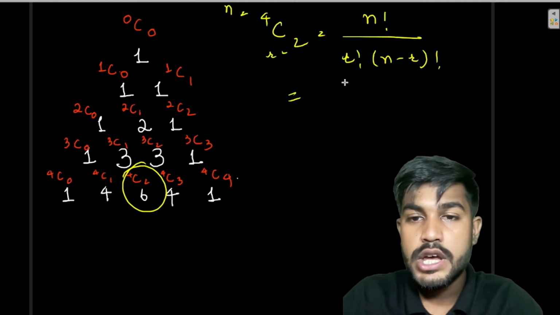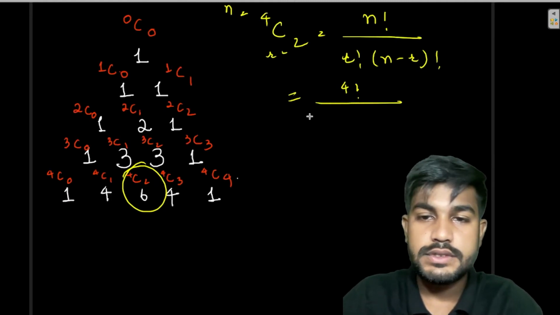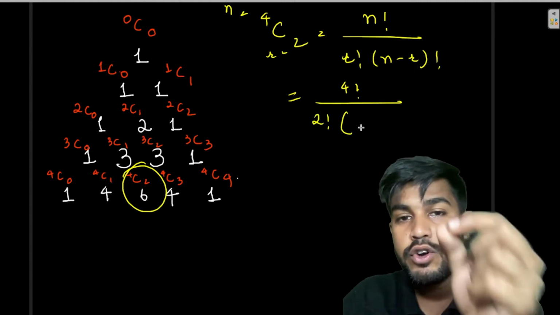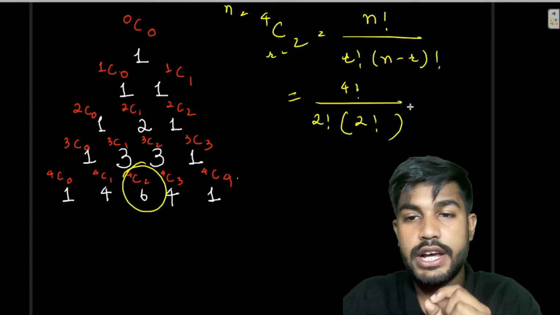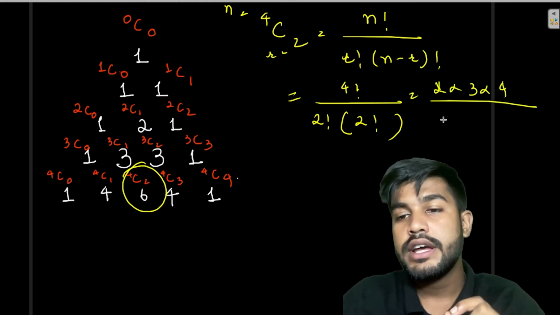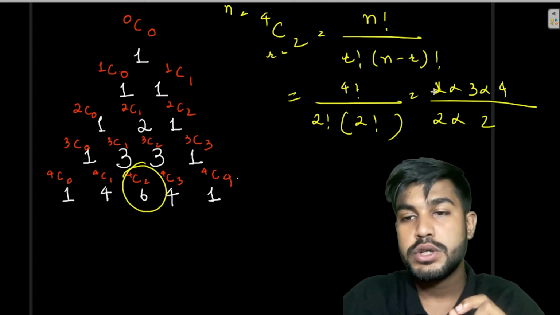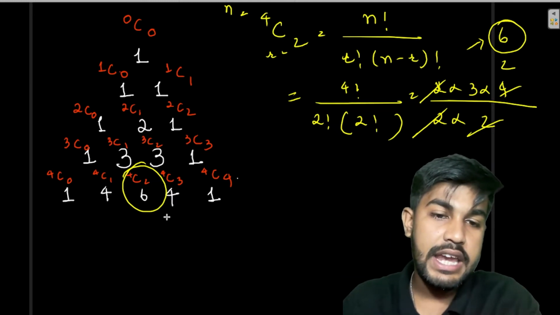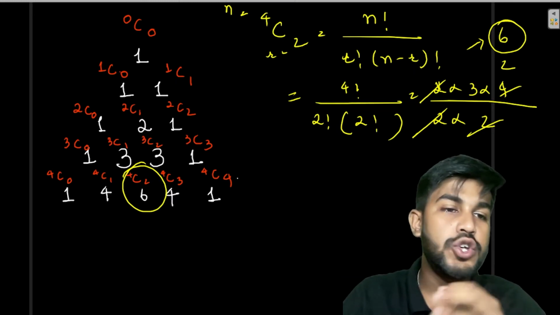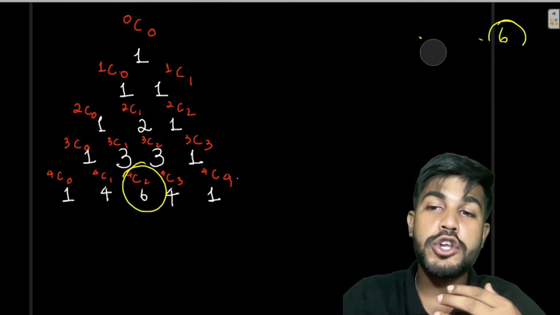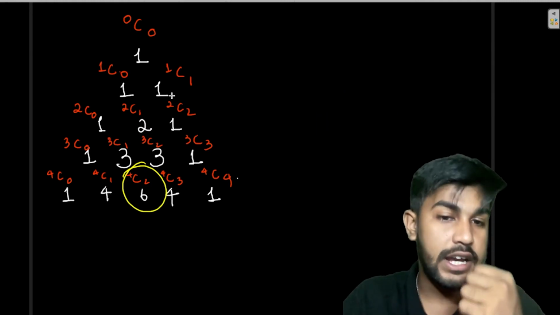So what we do is 4 factorial divided by r factorial, that is 2 factorial, divided by 4 minus 2, that is 2 factorial again, which is equal to 2 into 3 into 4. This would be just 2, this would be just 2. So the value is coming out to be 3 multiplied by 2, that is 6. And yes, this value is getting confirmed. You can do a dry run for all the values that are given and you would come to the conclusion that yes, all these values are correct.